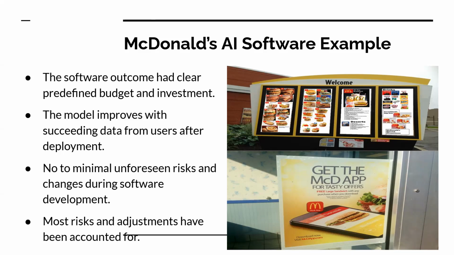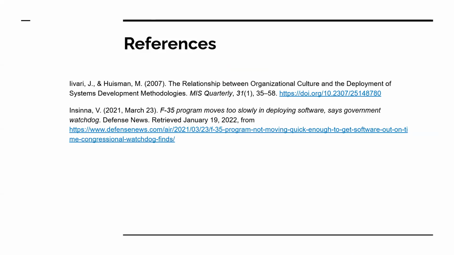Another effect is that the model improves with succeeding data from users after deployment. So there are no incremental changes to the software once it is deployed. It's just an improvement of the AI model's prediction accuracy based on succeeding data over time. There are no to minimal unforeseen risks and changes during software deployment. And that's it. So thank you for listening.